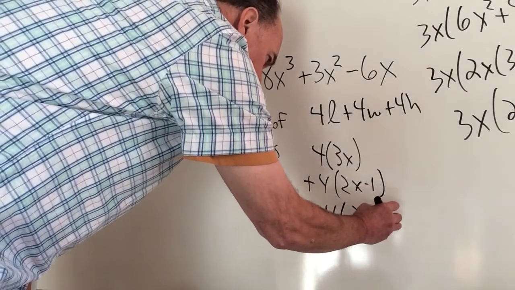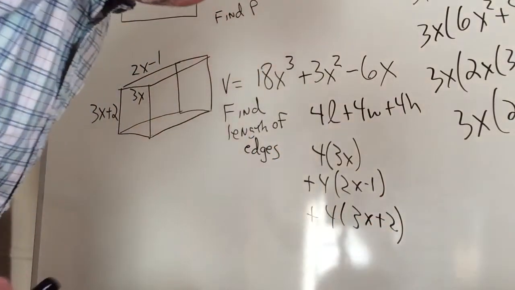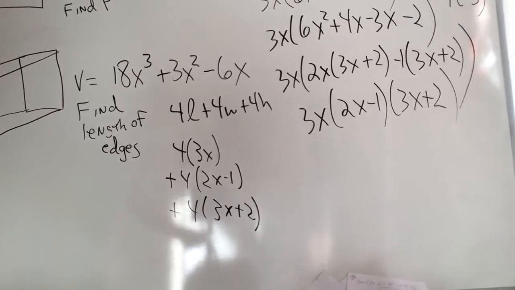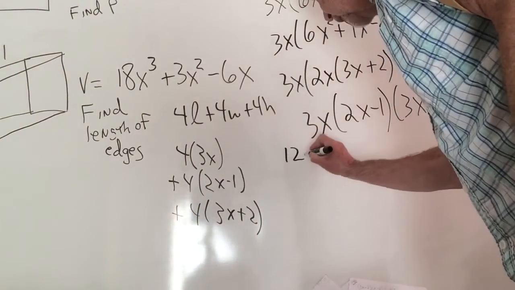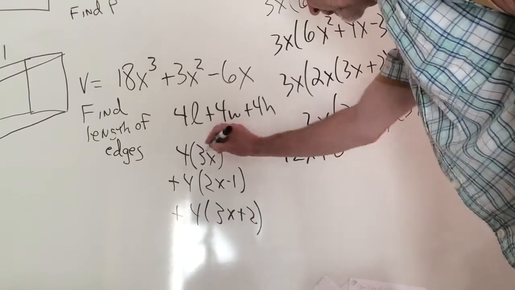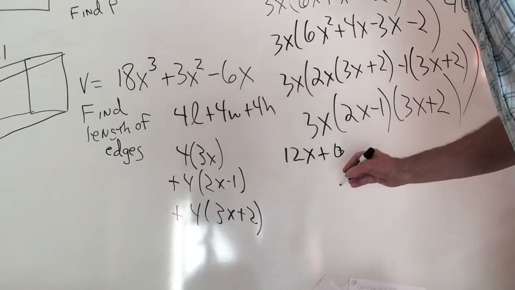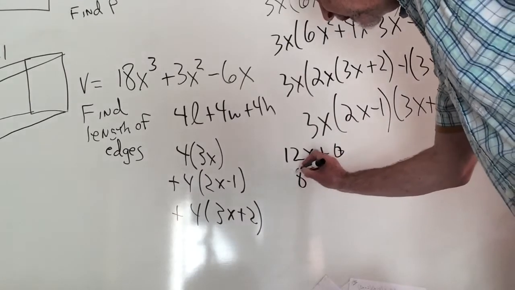Expect this kind of stuff on the Regents. This is their comfort level, if I can use that term, okay? And now I'll go sideways. So it's going to be 12x plus 0. See what I did? And I'm just organizing my like terms, so I put a 0 there. You certainly don't have to do that.